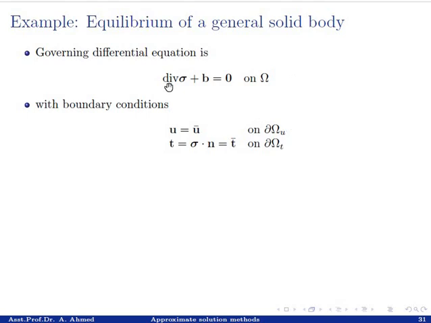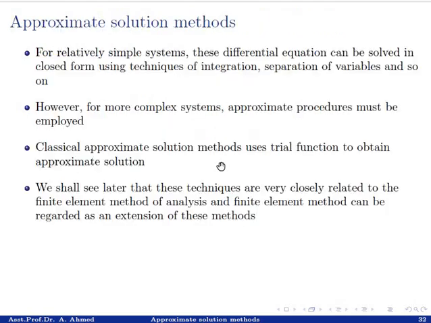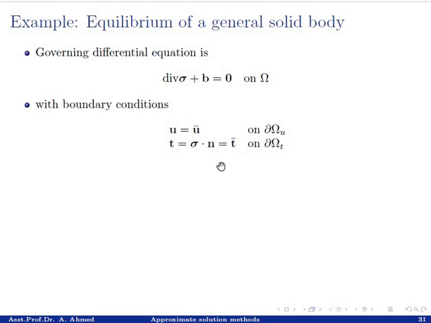So you will get d squared u over dx squared times EA is equal to minus b. In that case it was minus q, and then you had u at x equal to 0 is equal to 0, and then you had EA times du over dx evaluated at x equal to L is equal to F. So this is the very generic form of the equations of equilibrium and the corresponding boundary conditions for a generic solid body, and it can be applied to any solid body.